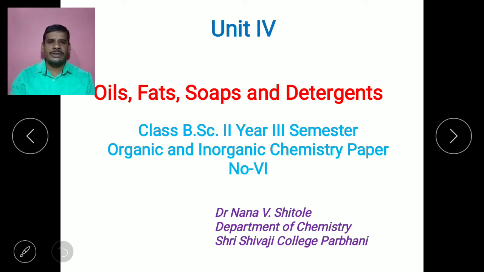Today we are going to discuss the next part of unit 4 of oil, fat, soap and detergent. In the last video we already discussed the definitions of oil and fat, physical properties of oil and fat, as well as the five different types of chemical properties, that is hydrolysis, hydrogenation, transesterification, autooxidation and rancidity. These types of chemical properties were also discussed in the last video.